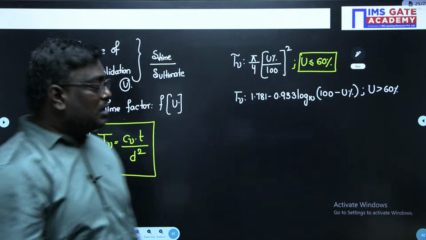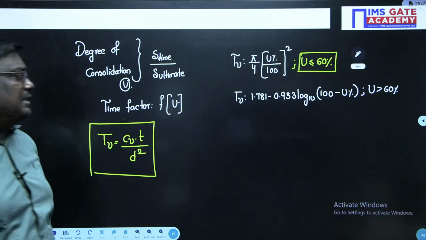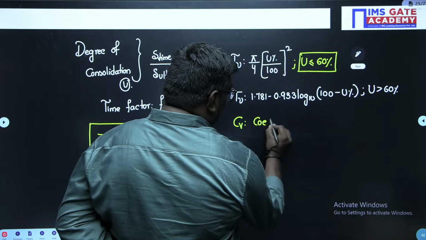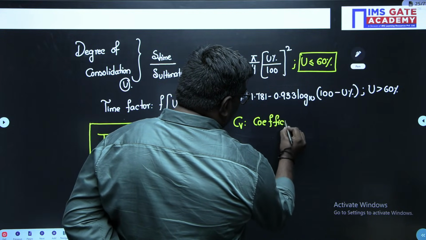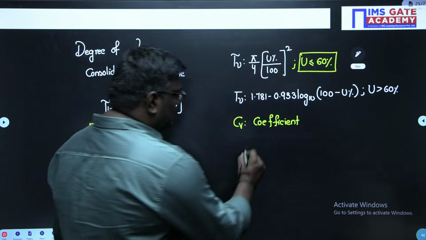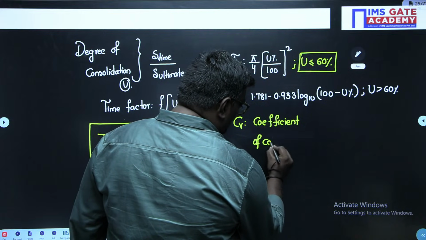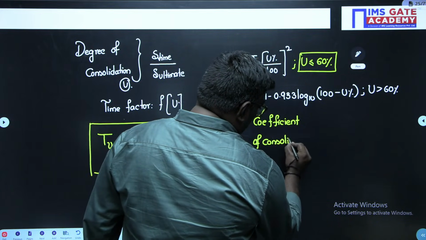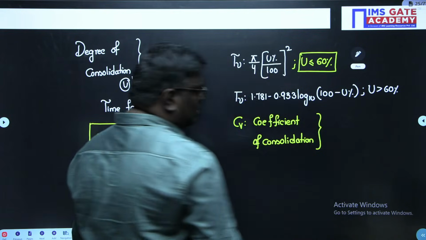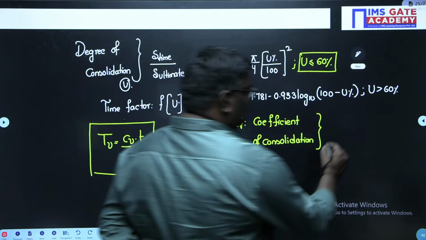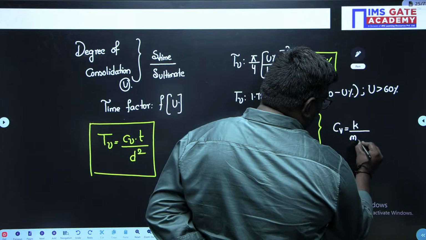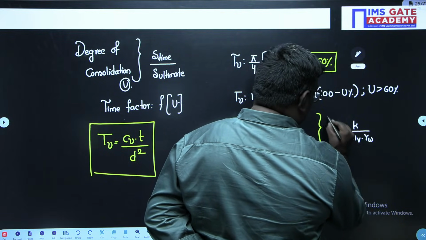Okay. Now we have a term called CV here. What is CV? CV is nothing but coefficient of consolidation. What do you mean by coefficient of consolidation here? CV is equal to K upon MV into gamma W.